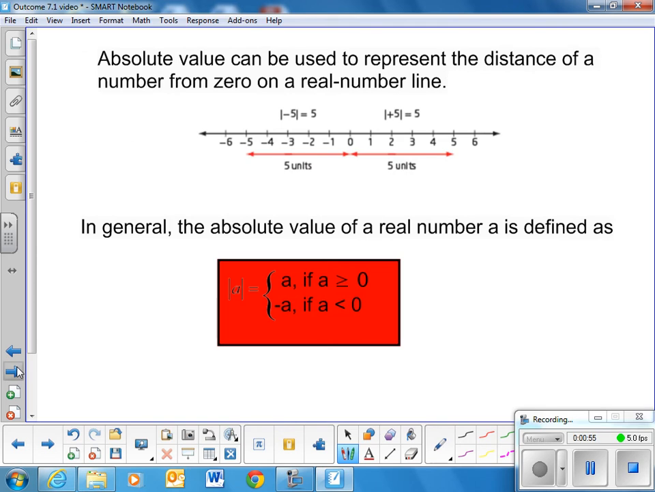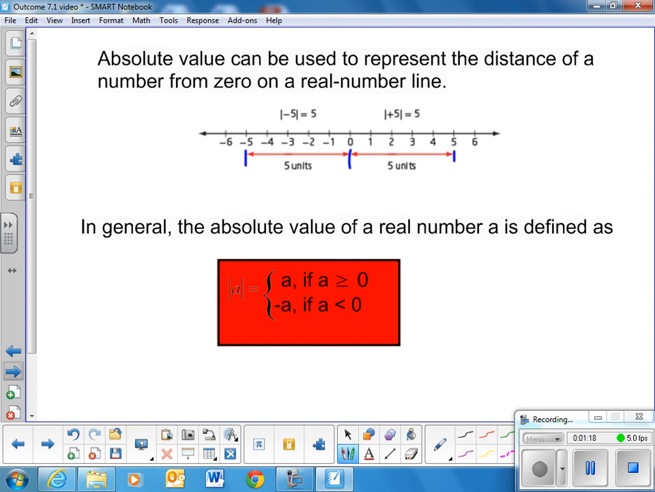The absolute value can be used to represent the distance of a number from 0 on a real number line. So the absolute value of negative 5 is the distance from 0 to negative 5, which is 5 units. The absolute value of positive 5 is the distance from 0 to positive 5, or 5 units.